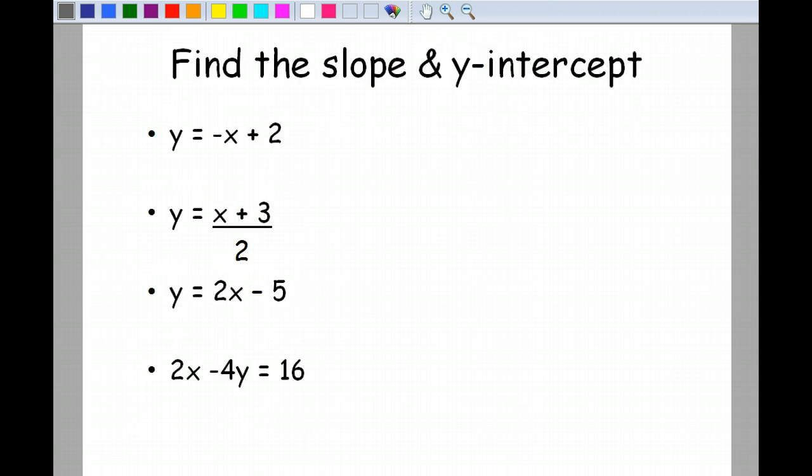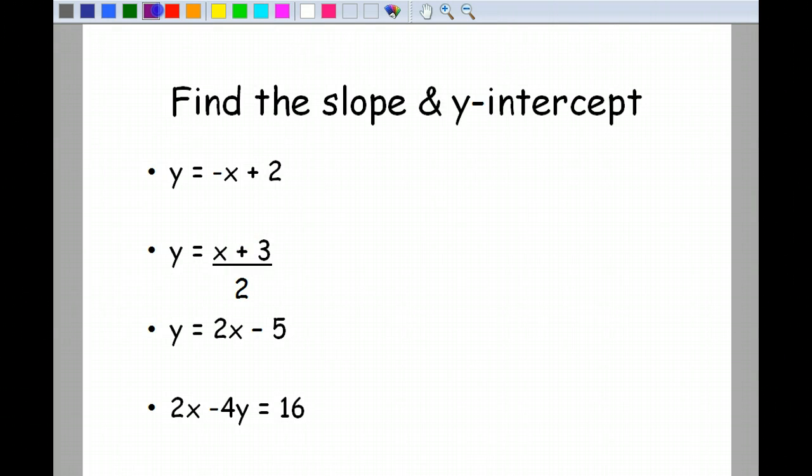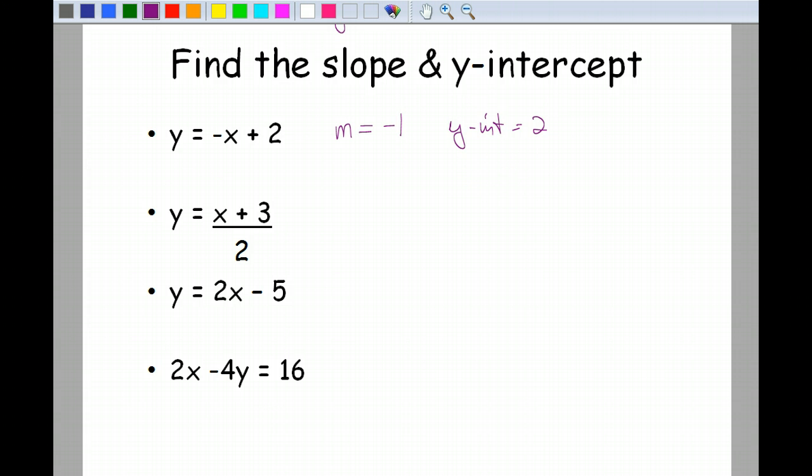So now let's find the slope and the y-intercept. And if you need a little reminder, I'll go ahead and write it up here. Because remember, y is equal to the slope times x plus my y-intercept. y equals mx plus b. So for this one, what's the coefficient of x? It's the number that's in front of x. Even when I don't see it, there's a number there. So for this one, my slope is negative 1. What's my y-intercept? It's equal to 2.